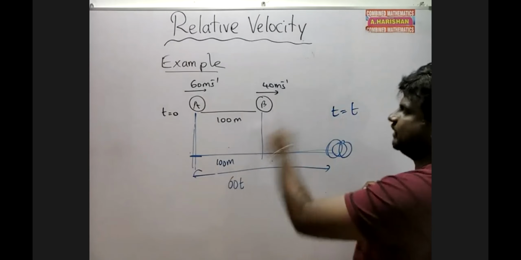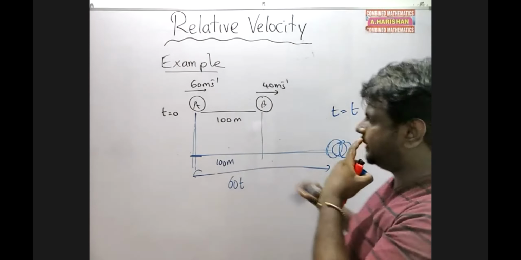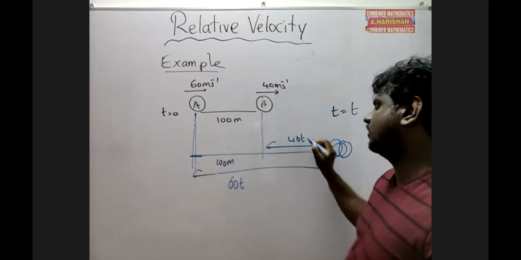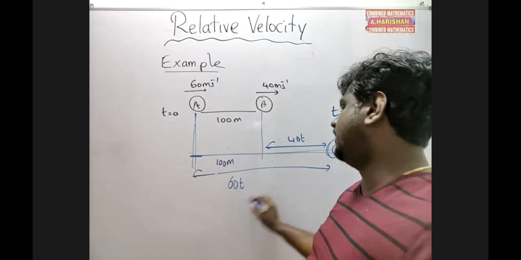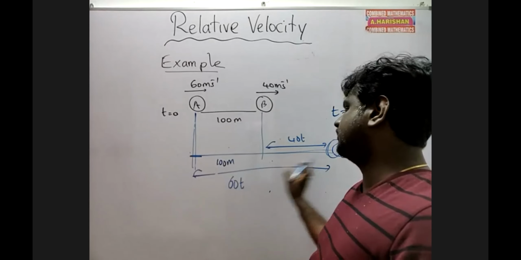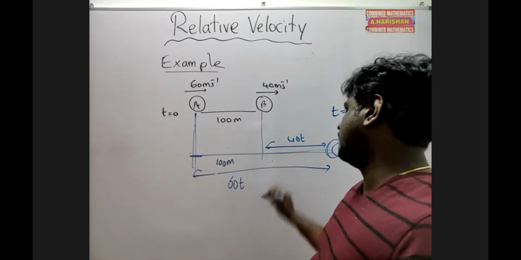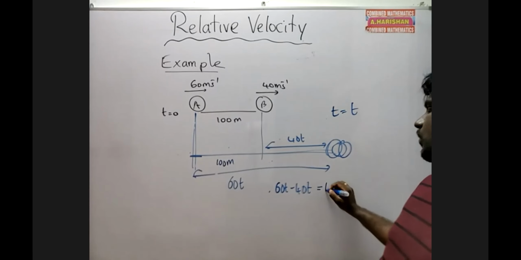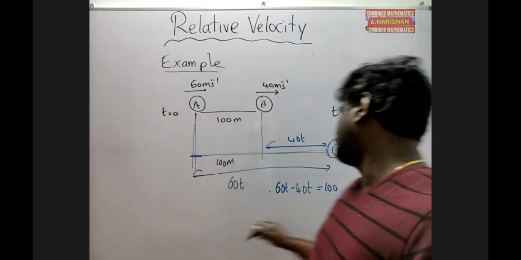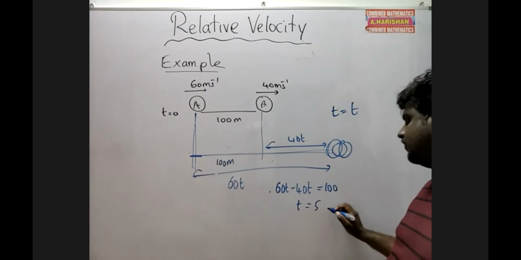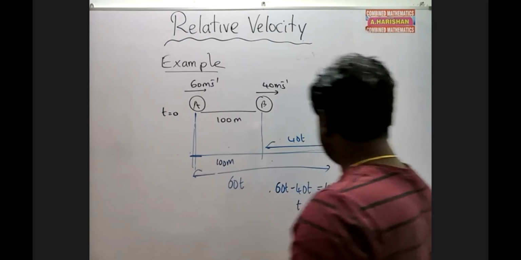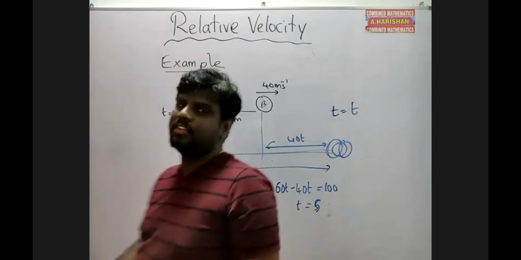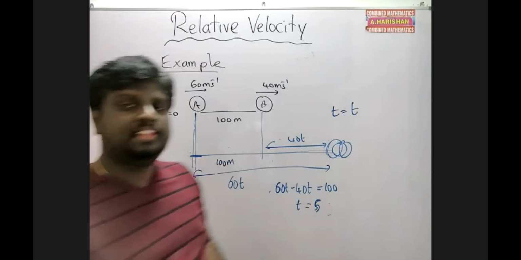So it took time T to meet. So this guy, 40T. So then 60T minus 40T equals 100 meters. So T is going to be 5 seconds. Is it clear? 5 seconds, right? Because 100 divided by 20. Is it clear? This is a normal way.